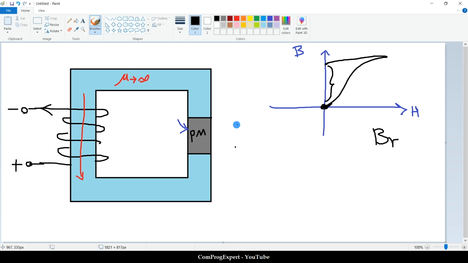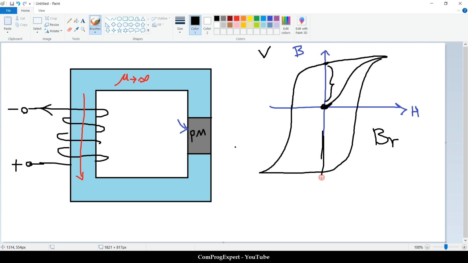And again, when we apply current in the negative direction, right, we move in this direction along this trajectory. So for permanent magnets, this quadrant is important. Again, we can continue, and in this case, the area of the hysteresis loop is high, the hard iron.